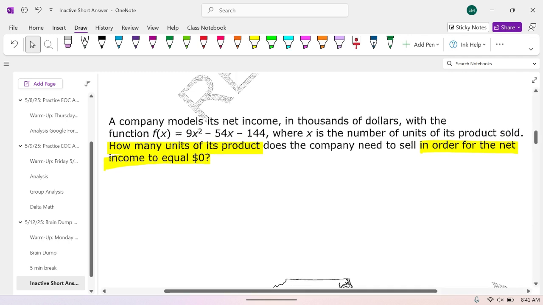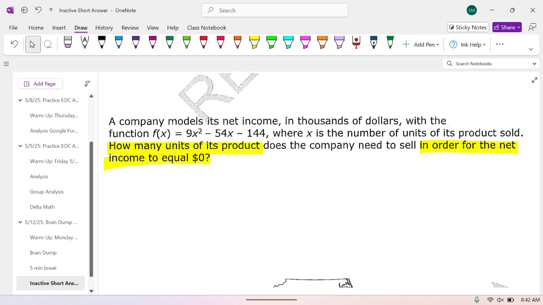So a company models its net income in thousands of dollars with a function f of x is equal to 9x squared minus 54x minus 144, where x is the number of units of its products sold. And then it has the question, how many units of product does the company need to sell in order to have a net income equal to 0? All right.